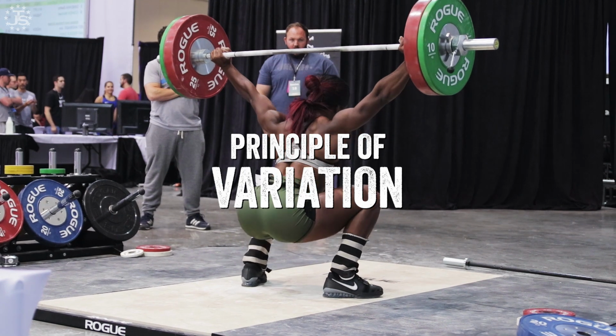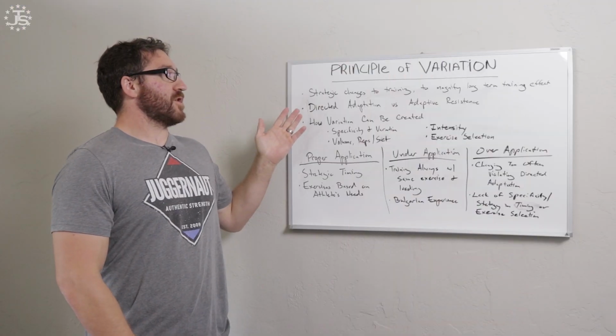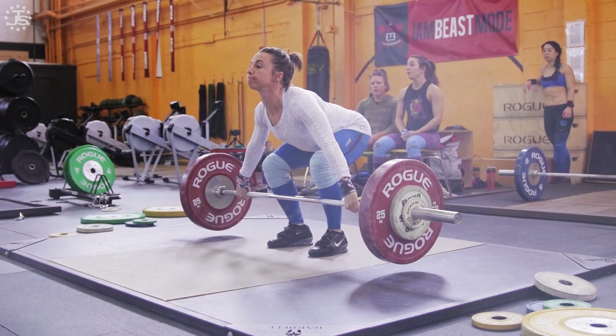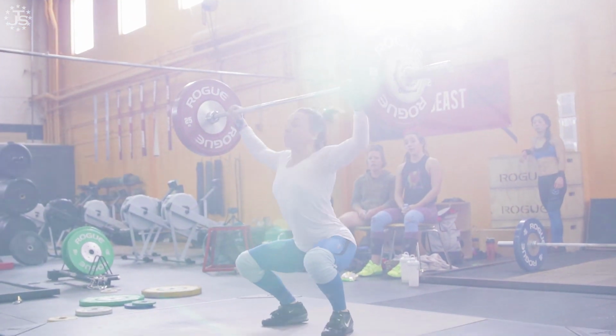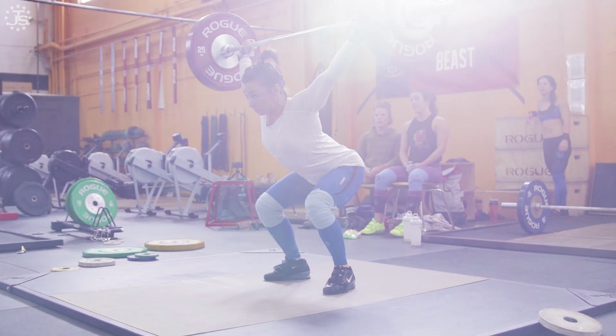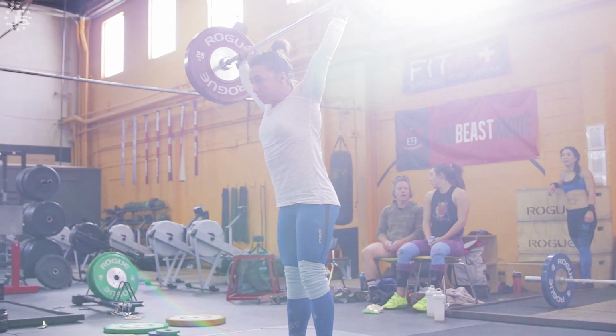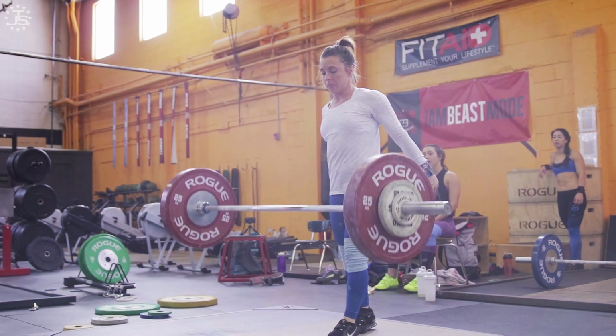So what is the principle of variation? Really what we're talking about is the strategic changes to training in order to magnify the long-term training effect. So this is any kind of change from the training program you are doing, or any kind of variables that change, that actually produce or magnify the long-term effect. These can be things that change the program enough that you avoid staleness or prevent injury, et cetera.